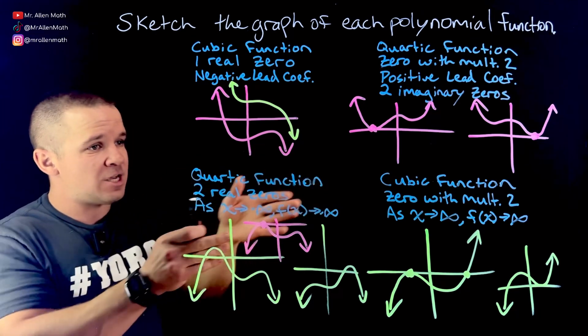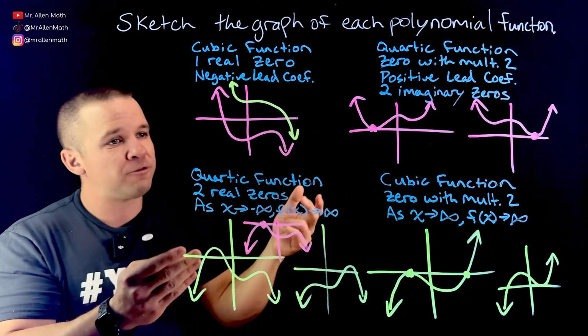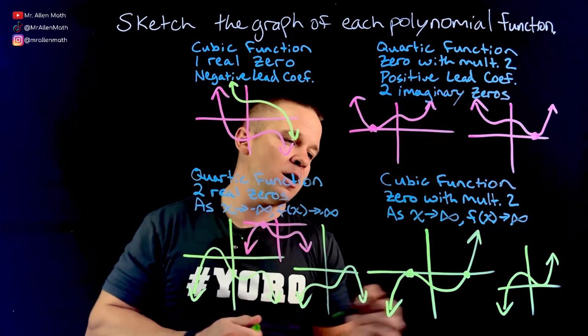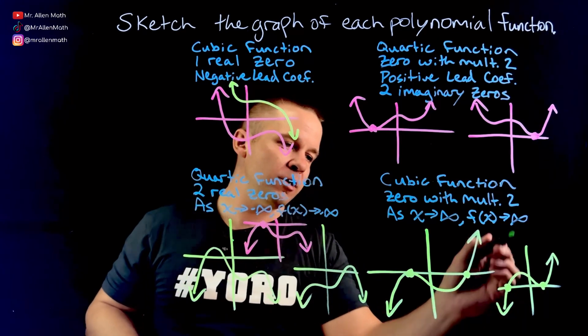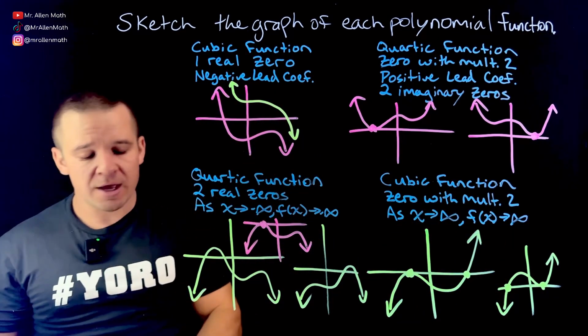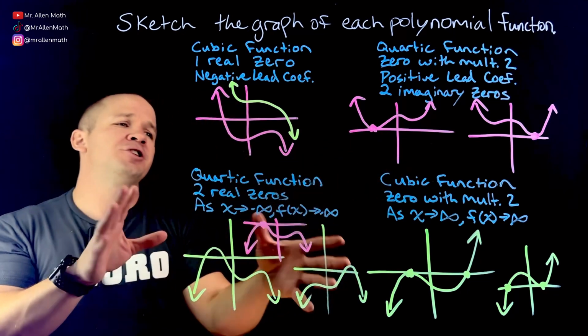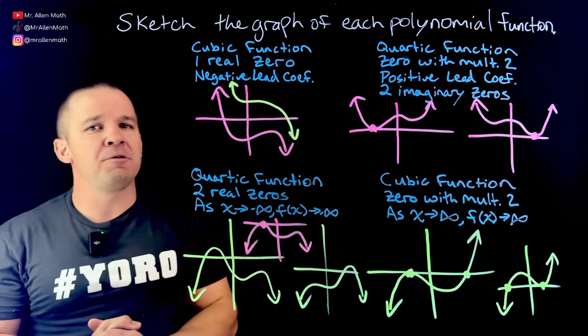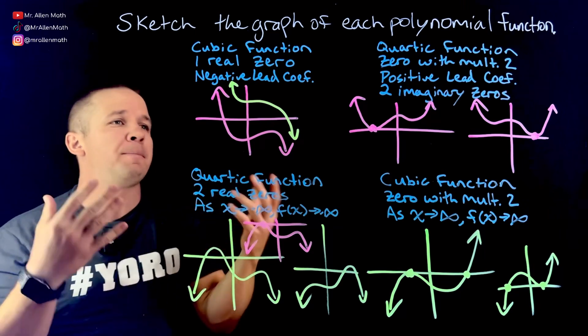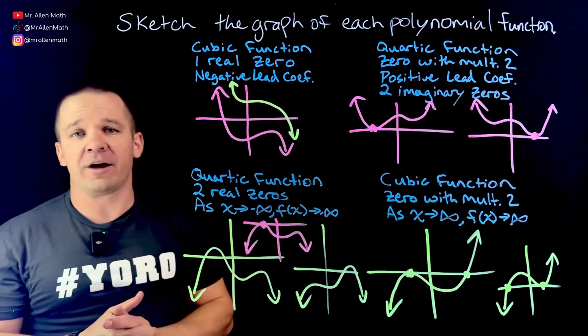My end behavior matches up. As I go to the right, I'm going up. It's a cubic function. It has a zero with a multiplicity of 2 right here, and that would be only a multiplicity of 1. So there we go. Sketching some polynomial functions, giving a description of those polynomial functions and the characteristics about them, lead coefficients, end behavior, all that good stuff.